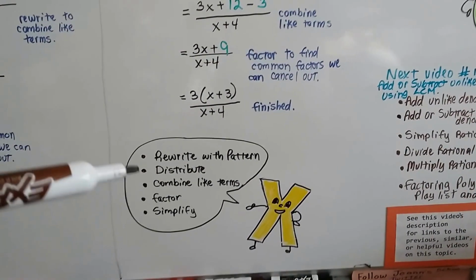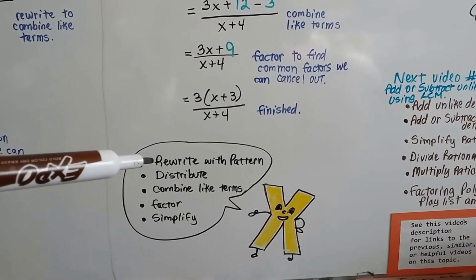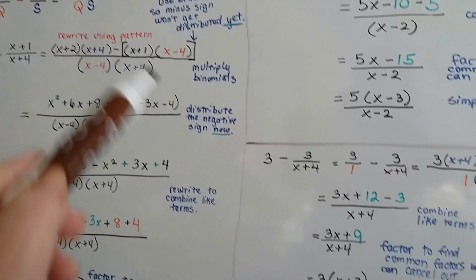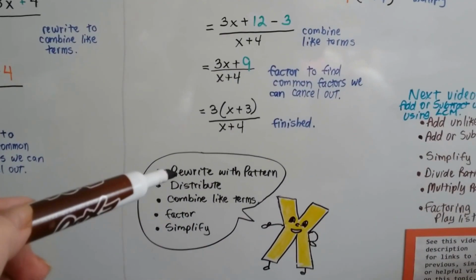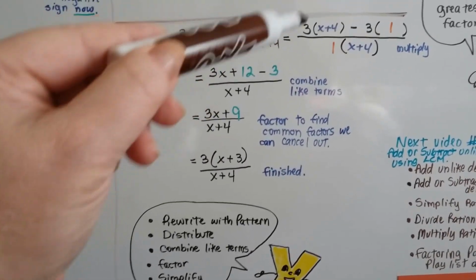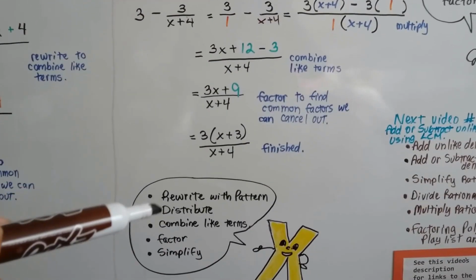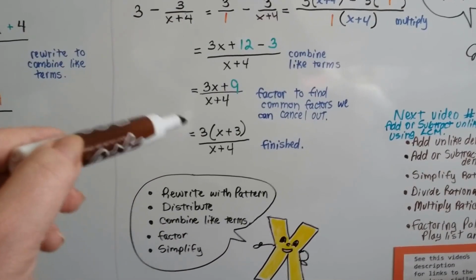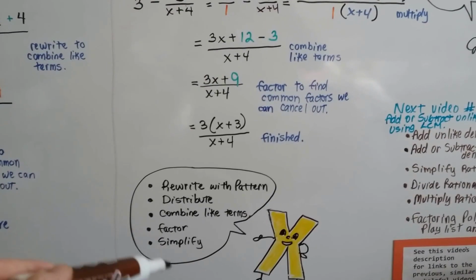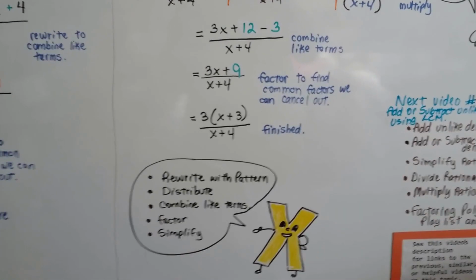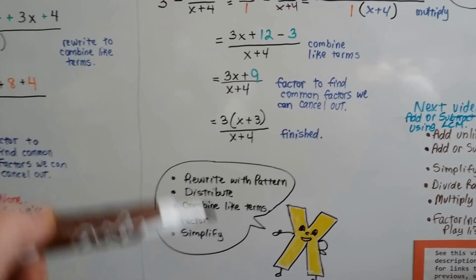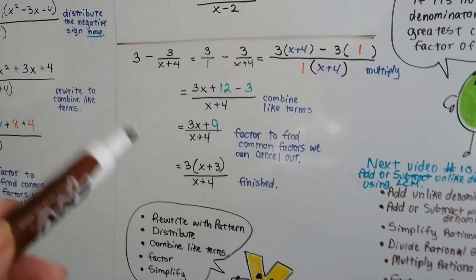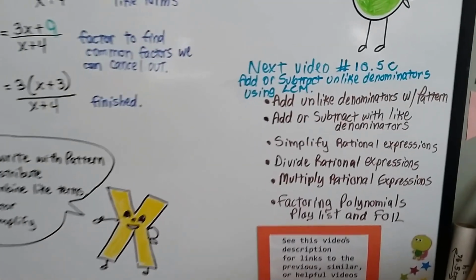So what we did was we rewrite with the pattern, okay? We rewrite it using our pattern, whether it's plus or minus, and in this case it was minus. We distribute. We had to distribute and multiply. Then we combine like terms. Then we factor to find any common factors that can be canceled out, and we simplify it, all right? So try to keep notes of these. Watch this video again if you're confused, all right? And if you don't remember factoring, there's a link, okay, in this description.